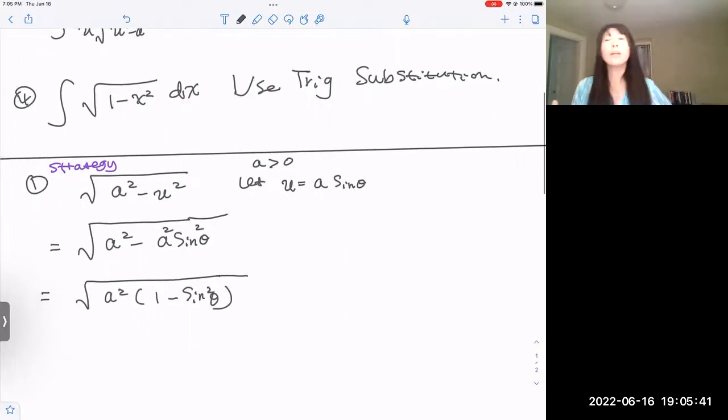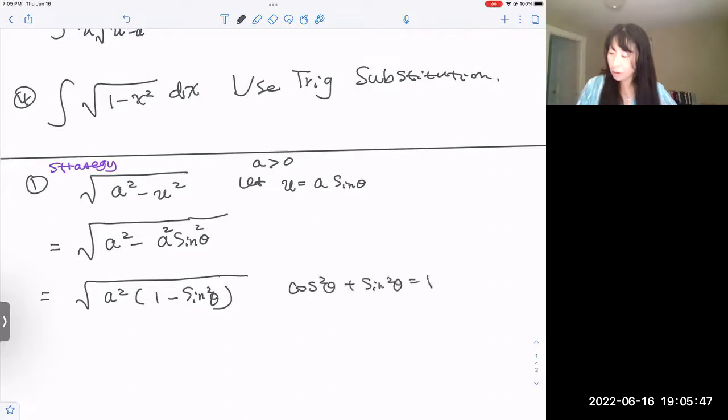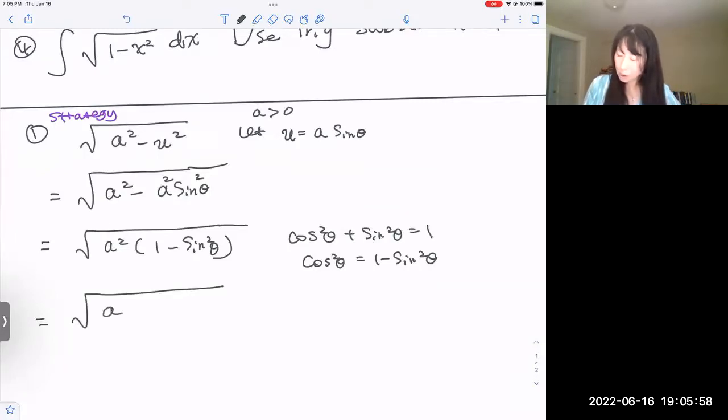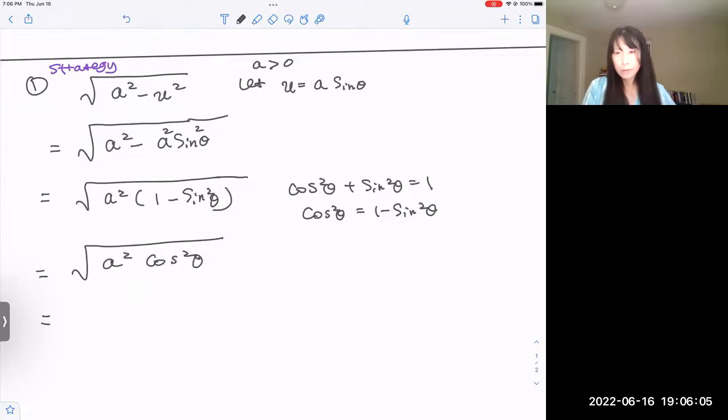All right, then by the Pythagorean identity, we have a cosine theta, as your classmate said. So we have a squared cosine squared theta, right? Now we have a square root, so we can say a cosine theta, right?